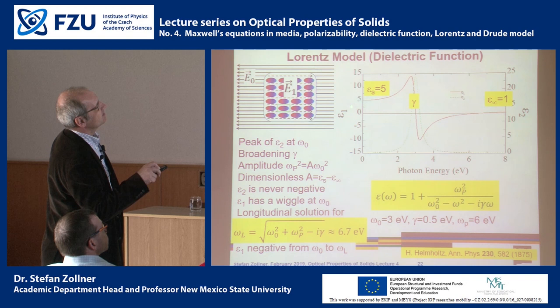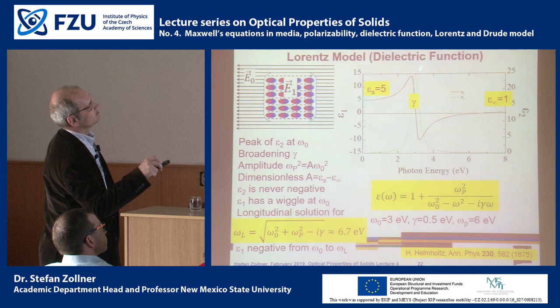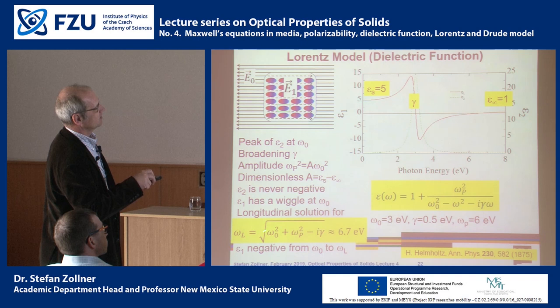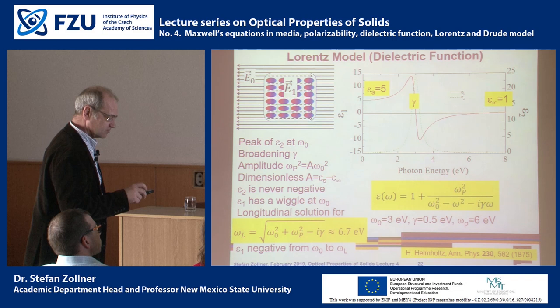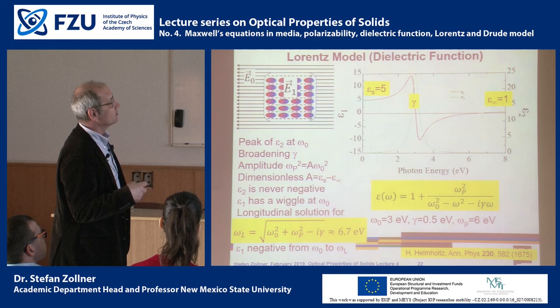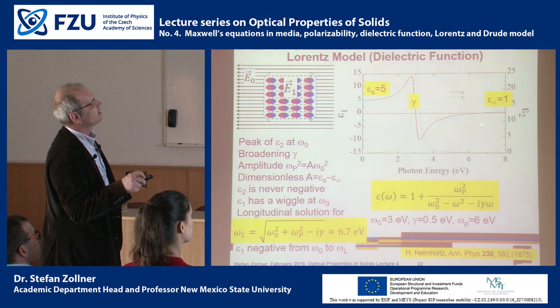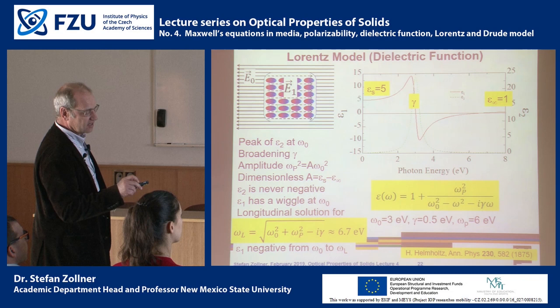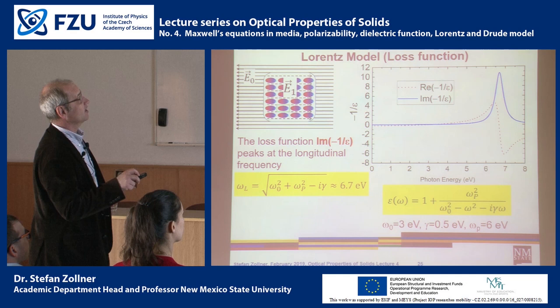The dielectric function will have a peak at the resonance frequency, and the real part will go through zero at the longitudinal frequency. Instead of plotting epsilon, we can also plot the inverse of epsilon. If we plot the inverse of epsilon, which is called the loss function, that will have a peak at the longitudinal solution. The longitudinal solution was 6.7 electron volts. Remember that. So if we plot 1 over epsilon, then we're getting a peak at the longitudinal solution.